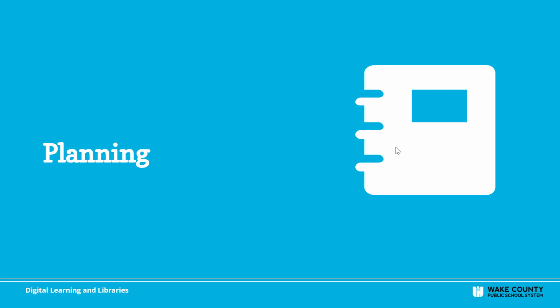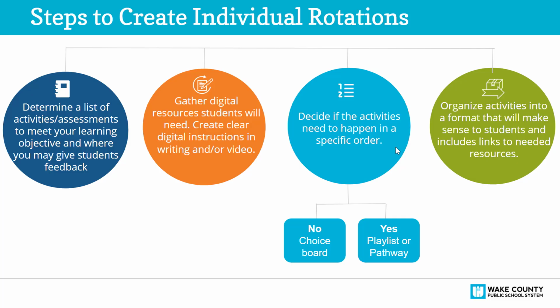So next we'll take a look at what planning looks like for the use of individual rotations, or these choice boards, pathways, and playlists. The steps will sound very familiar. First, determine a list of activities or assessments that meet your learning objectives, and consider where you might give students feedback. So what do you already have? Are there things that are provided to you that you could use?